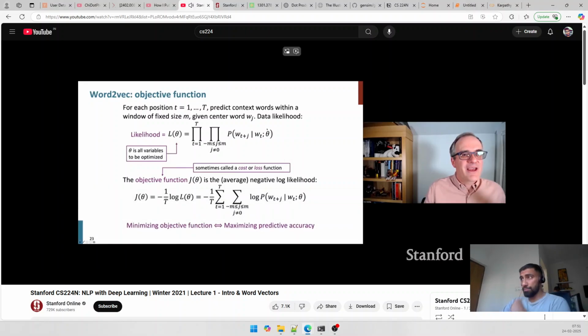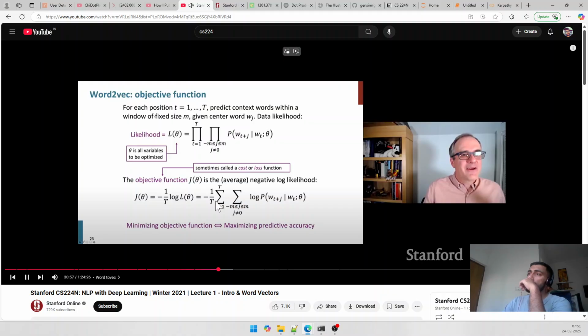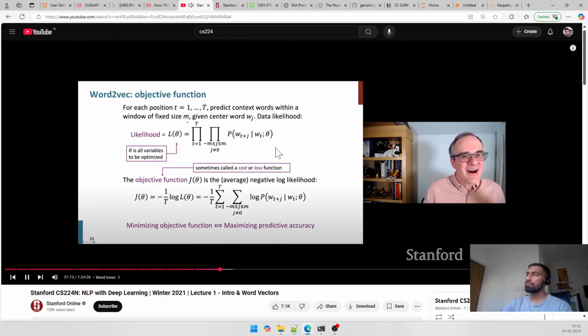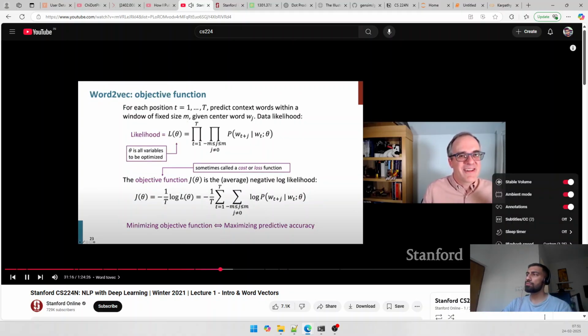So this is the overall model that we want to use. For each position in our corpus, our body of text, we want to predict context words within a window of fixed size m given the center word w_j. And we want to become good at doing that. So we want to give high probability to words that occur in the context.